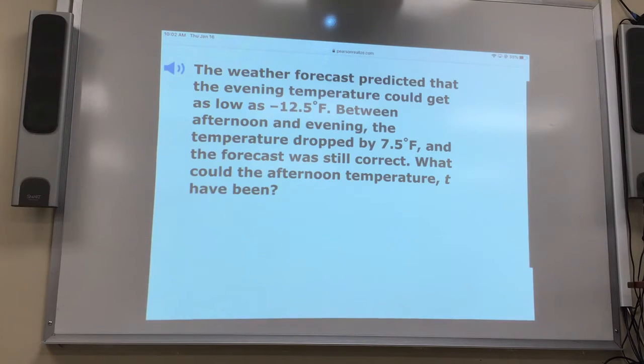The weather forecast predicted that the evening temperature could get as low as negative 12.5 degrees Fahrenheit.